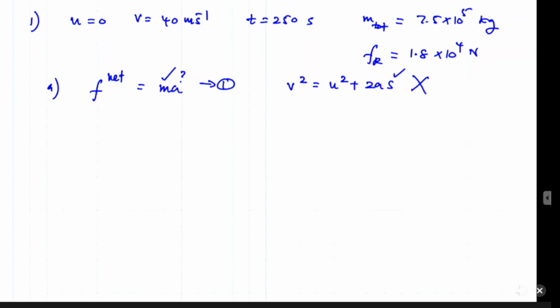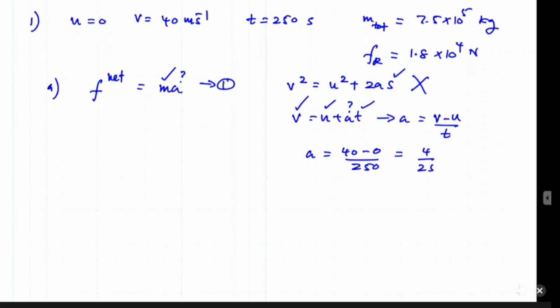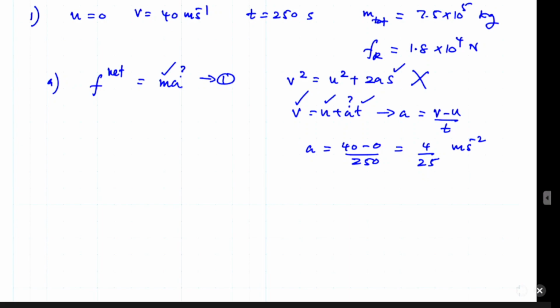So what you can use is v is equal to u plus at. Yes, you know v, you know u, you know t, you don't know a. So from there you can find a. So a is equal to v minus u divided by t once you subject that. So a is equal to 40 minus 0 divided by t, which is 250, and the answer would be 4 divided by 25, ms minus 2. So it should be like that, fast, right?